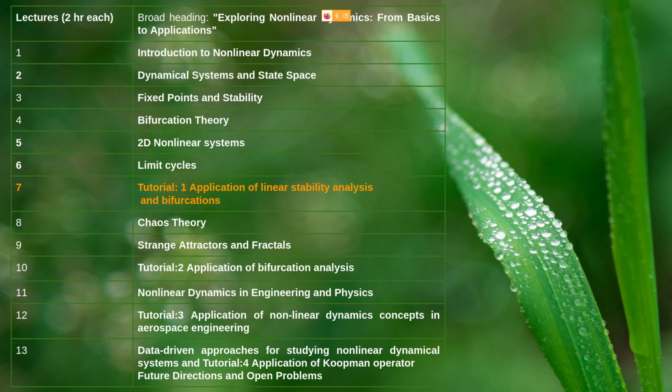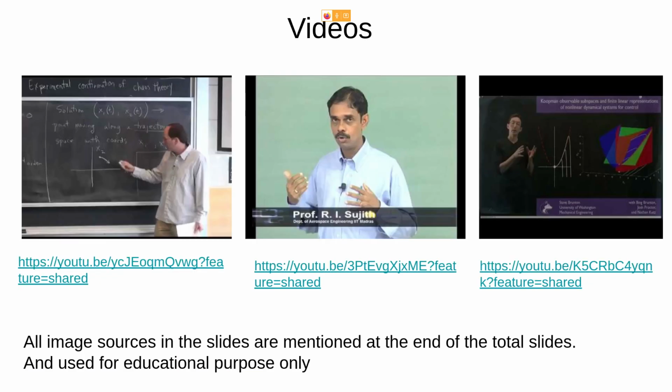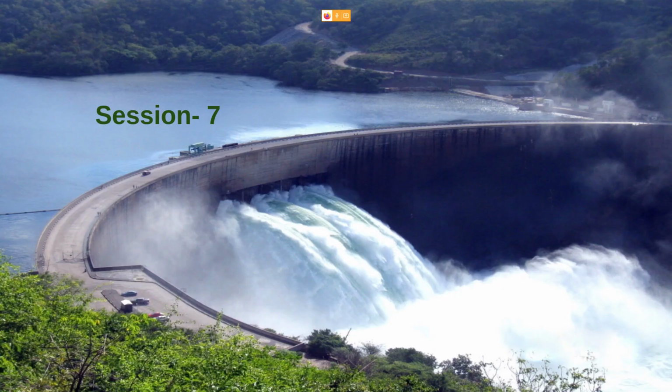We were left with some methods which need to be used for ruling out limit cycle oscillations. We will complete that section and then move on to the tutorial session, where we will see how to plot the different phase portraits using the equations which we know. These are the books and references, and these are the videos you can refer to. So we will begin with session 7.